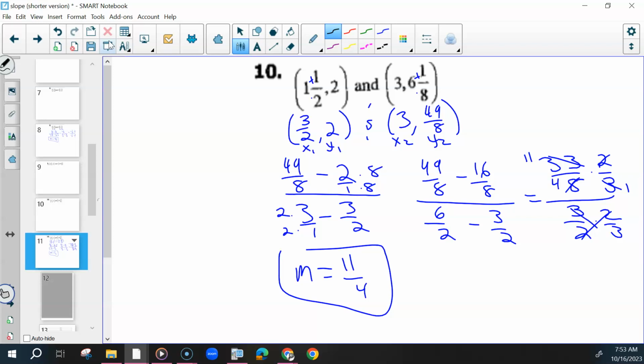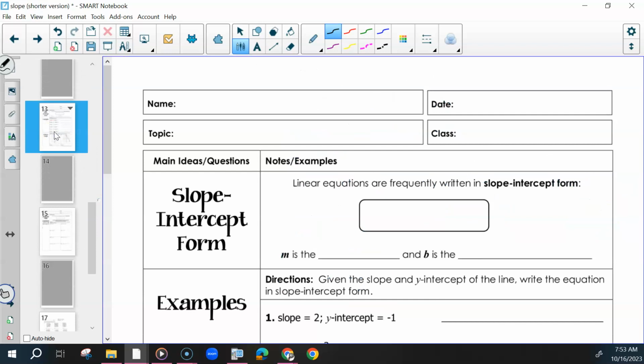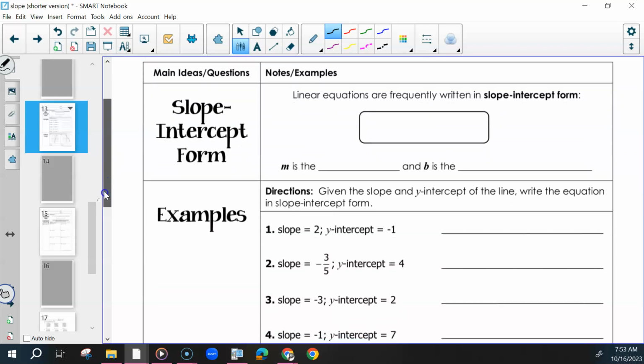So far with slope, we've talked about how to find it from a graph and how to find it using 2 points. Now we're going to be able to identify slope when given slope-intercept form, as well as convert it. So we have to write equations in slope-intercept form. Does anyone know what that form is? Y equals mx plus b.